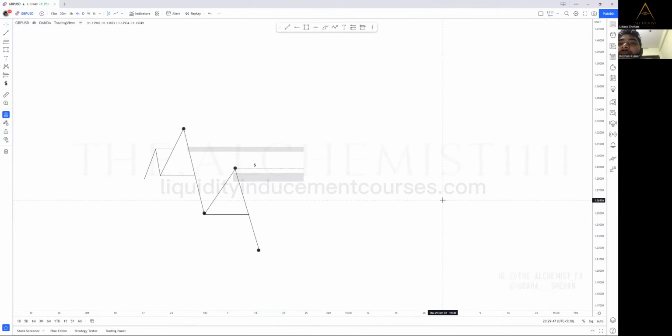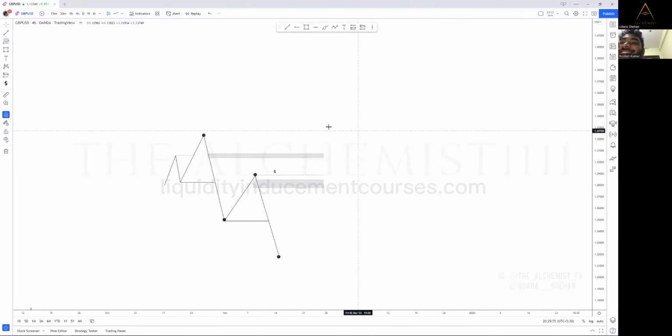Now remember, when it comes to POIs, we have refined the way we used to mark them. I'll show you, because the way we mark out the POIs right now is completely different from how the smart money traders mark it out. Okay, so I'll show you.